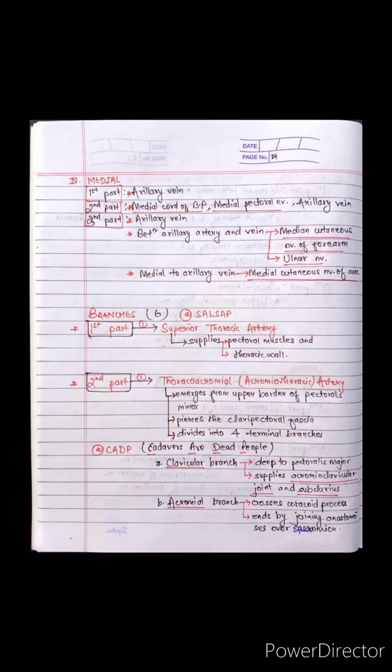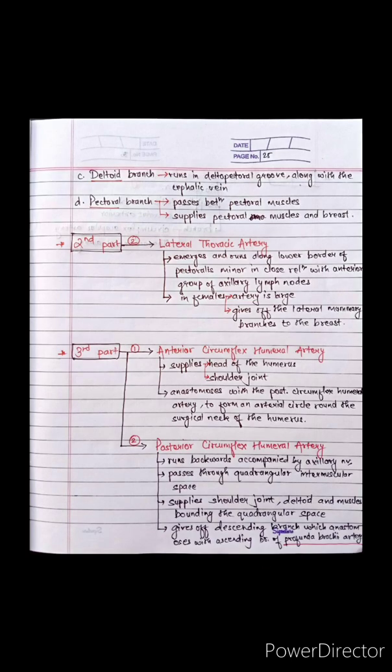So let's see the clavicular branch. It is present deep to the pectoralis major muscle. It supplies acromioclavicular joint and subclavius. Now let's see the acromial branch. It crosses the coracoid process and ends by joining anastomosis over acromion. Deltoid branch. It runs in deltopectoral groove along with the cephalic vein. Pectoral branch. It passes between pectoral muscles and supplies pectoral muscles and breast.